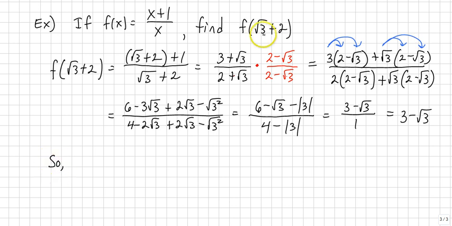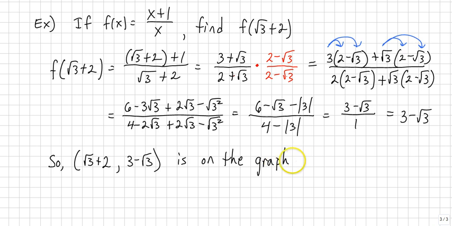So we plugged x into this function and it gave me back a y value. So the coordinate square root of 3 plus 2, comma, 3 minus the square root of 3 is on the graph of f of x equals x plus 1 over x. Now keep in mind, if I had you plot this point, we'd be guessing at where to plot it. So you feel free to run this through a calculator and see what a decimal would be.